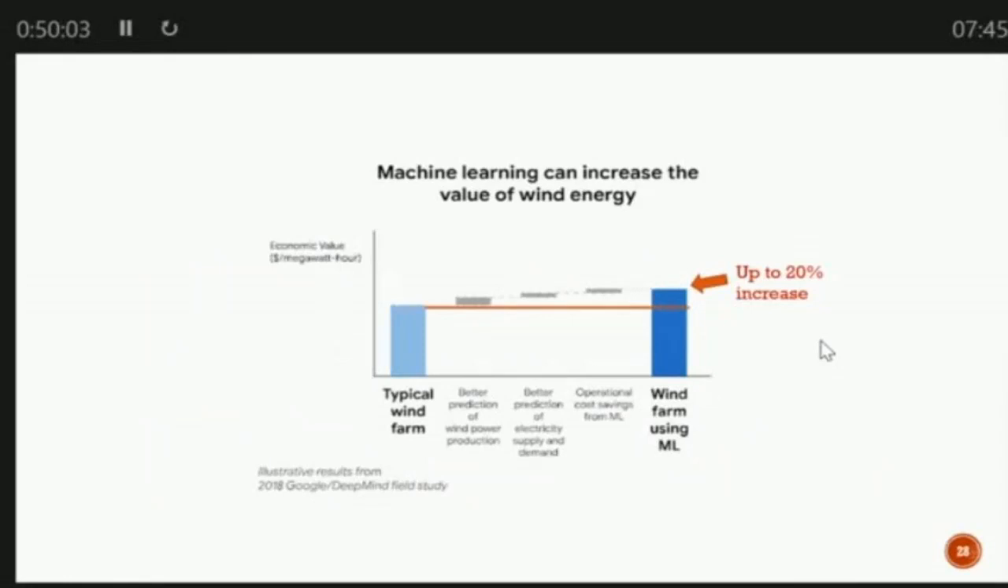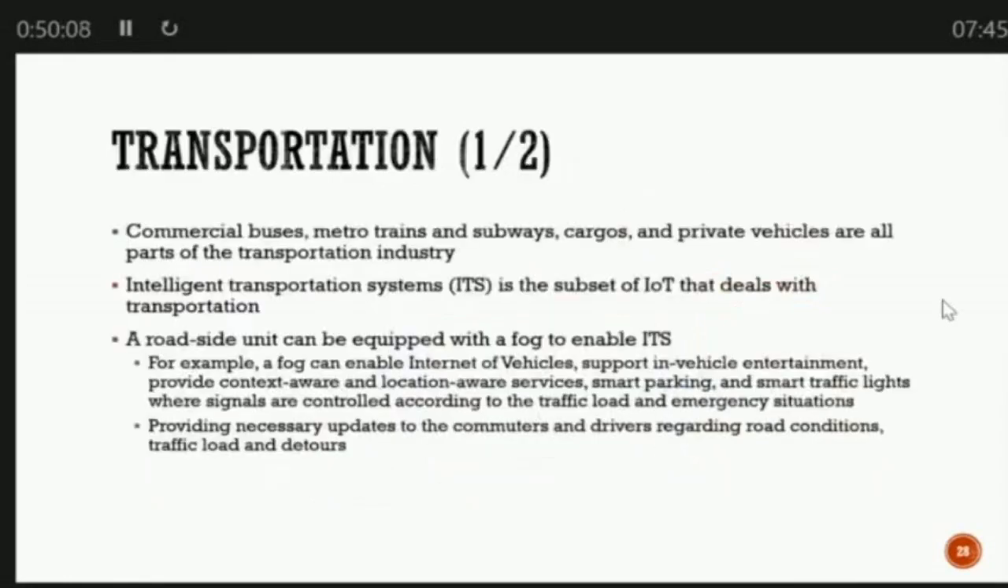Another important industry is transportation. Transportation means you have buses, you have trains, you have private vehicles, all that stuff. These things can be made part of the internet and you can create smart services based on that. When you create smart services based on your vehicles, this is known as intelligent transportation system, or ITS for short. So how would that be possible using fog computing? It's possible when you have a roadside unit that is equipped with fog computing.